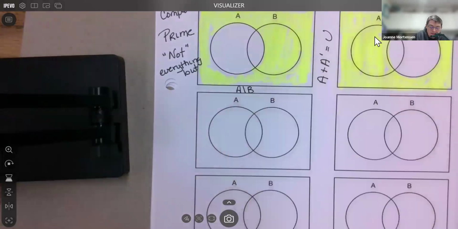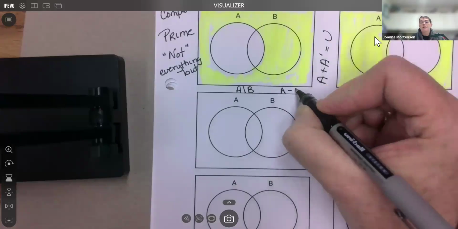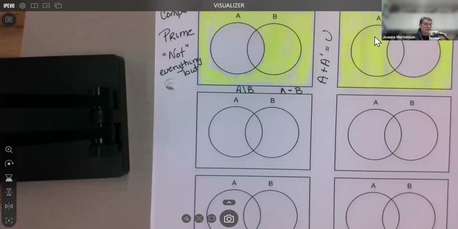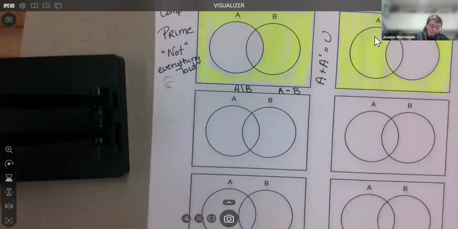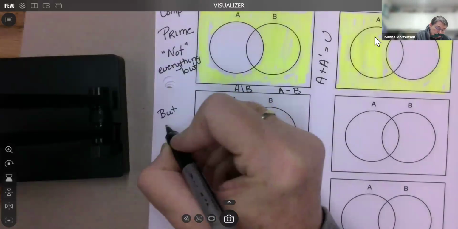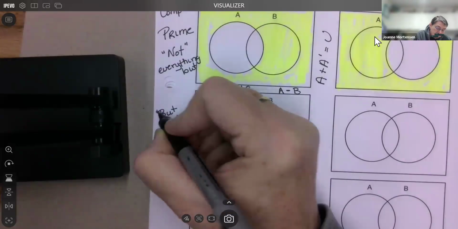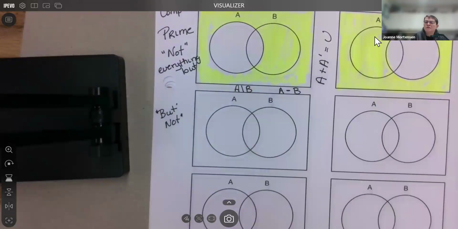So A slash B. Depending on where I get the material from, sometimes it's a slash, sometimes it's a subtract sign. And actually, to me, that makes more logical sense. I'm not sure that there's a fancier math term than A but not B.